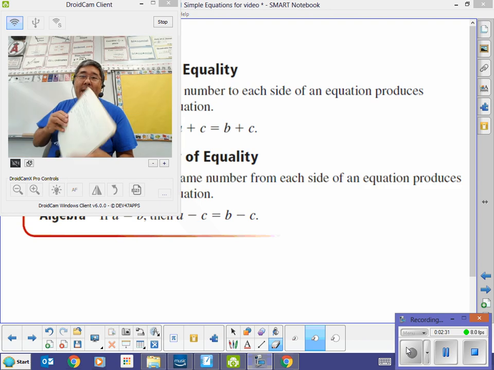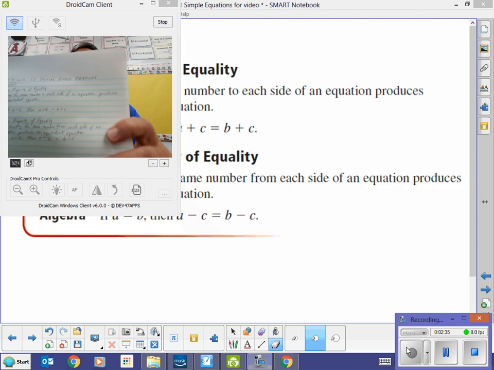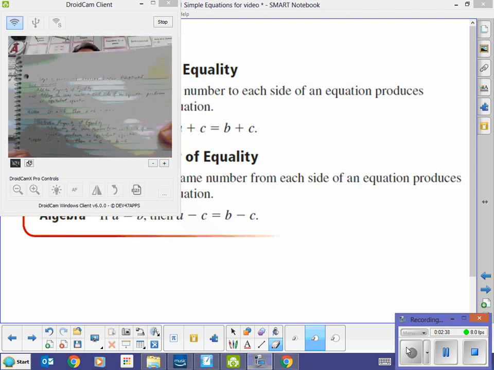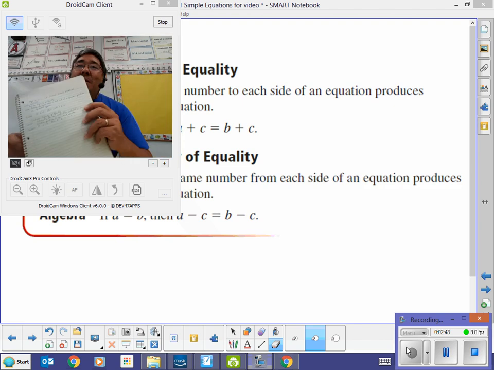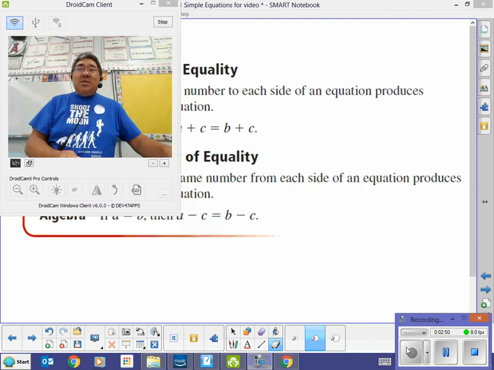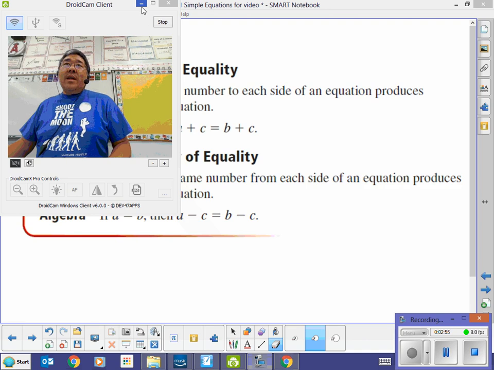So here I am back, and here's what my notes look like right now. You can see I put the core concept. I labeled the addition property of equality, and I just copied down the words and the algebra. Same for the subtraction property of equality. That's the big idea we're going to talk about on the first couple of example problems, so let's go ahead and do those.